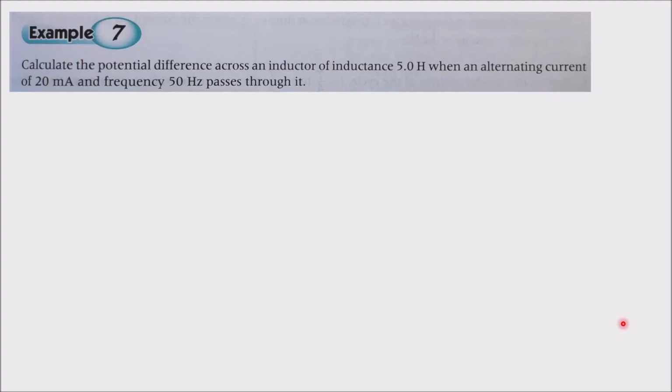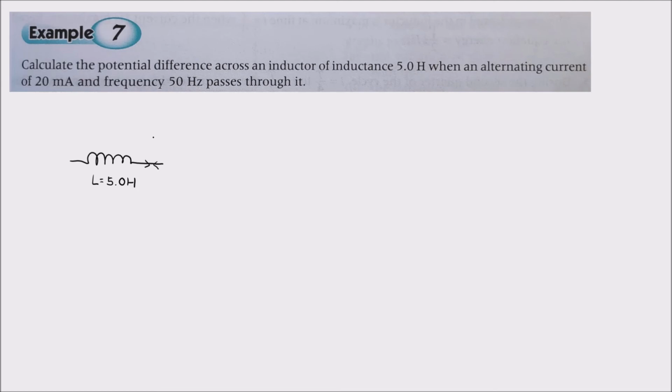Calculate the potential difference across an inductor of inductance 5 Henry when an alternating current of 20 milliampere and frequency 50 Hz passes through it. So we have an inductor, and this inductor has an inductance of 5 Henry. Then you are supplying it with an alternating current. It's not supposed to be drawn like this, but never mind, you get the idea.